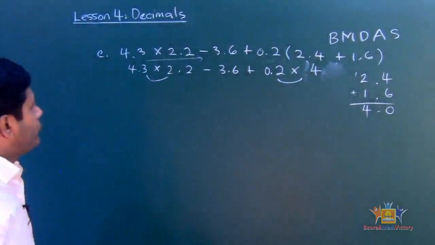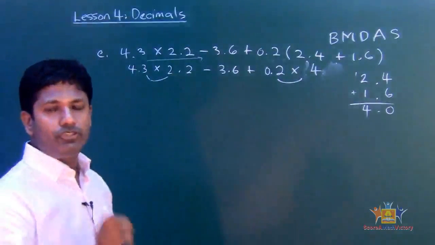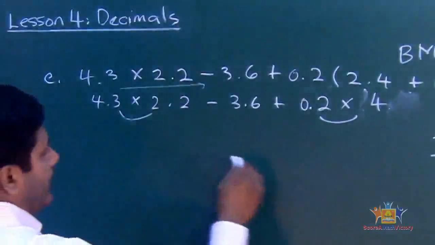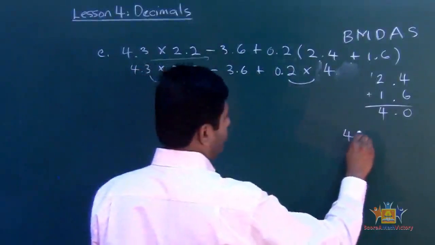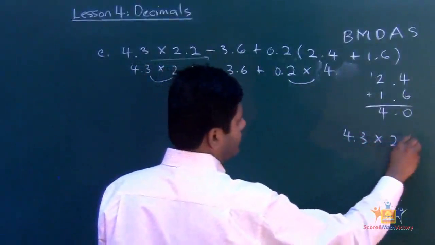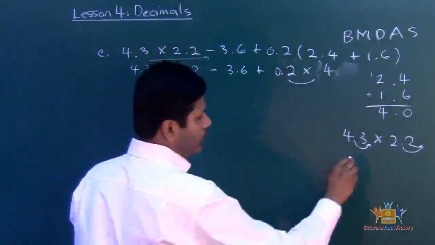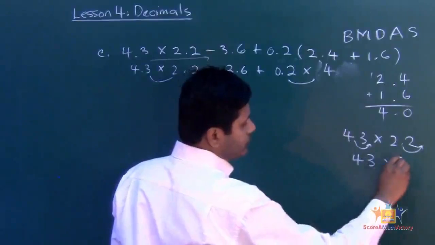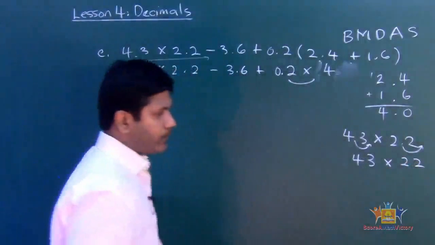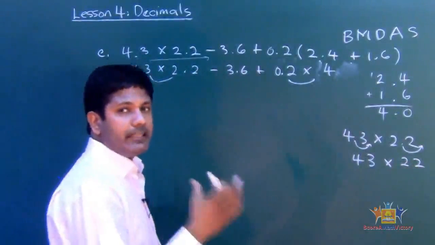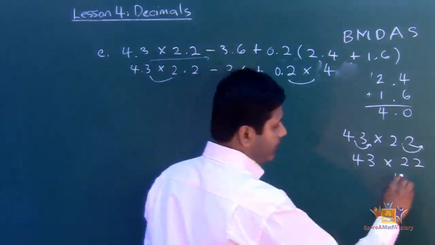So 4.3 times 2.2. What method we're going to use? Forget now, remember later, okay? So we're going to take 4.3 times 2.2. We're going to remove the decimal, so it becomes 43 times 22. And big numbers you're multiplying. So we're going to use the long multiplication method. So we're going to line them up, alright? Line them up.